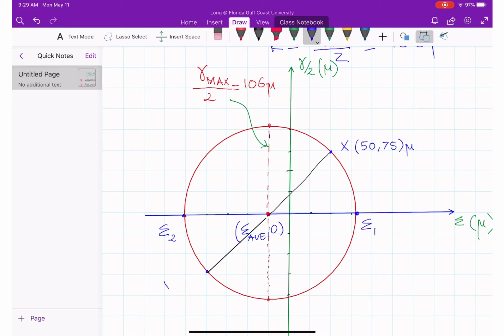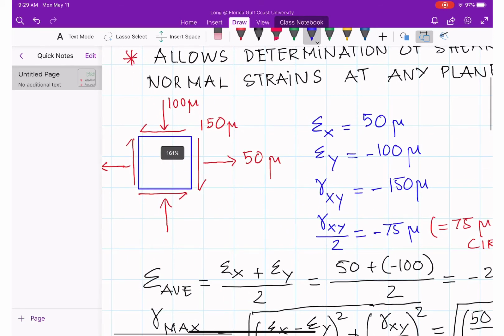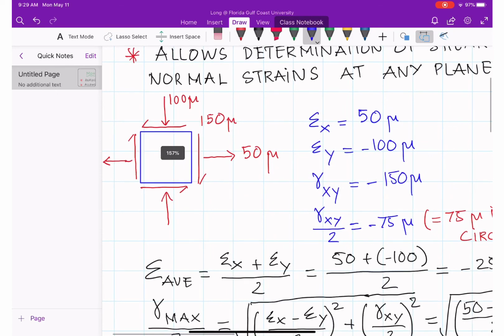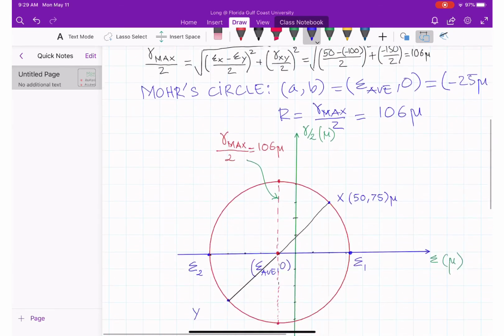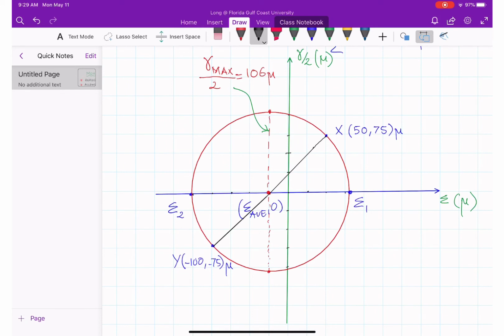The y plane, which is the horizontal plane, has a coordinate, as you can see here, of 100 micro negative. That's why it is below the horizontal epsilon axis, and negative 75 micro. So here, negative 100, negative 75, unit in micro. So you have the x plane and the y plane.